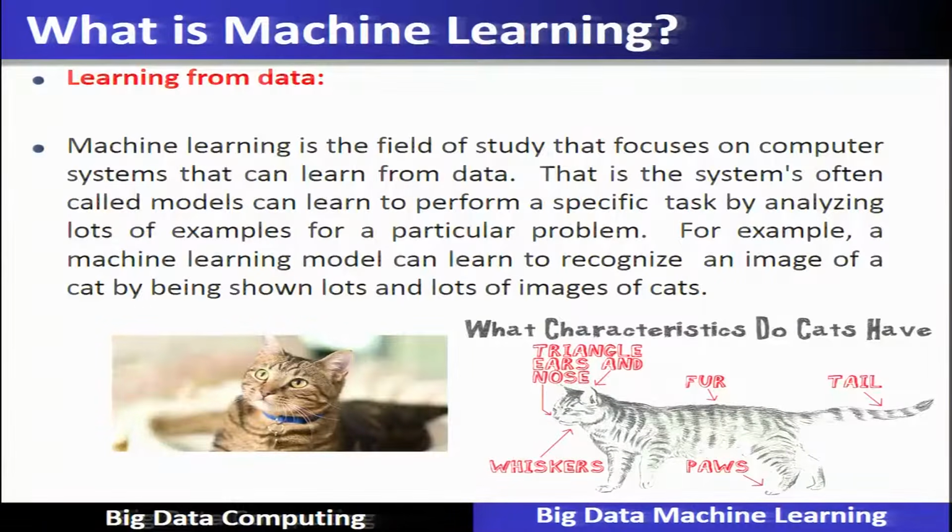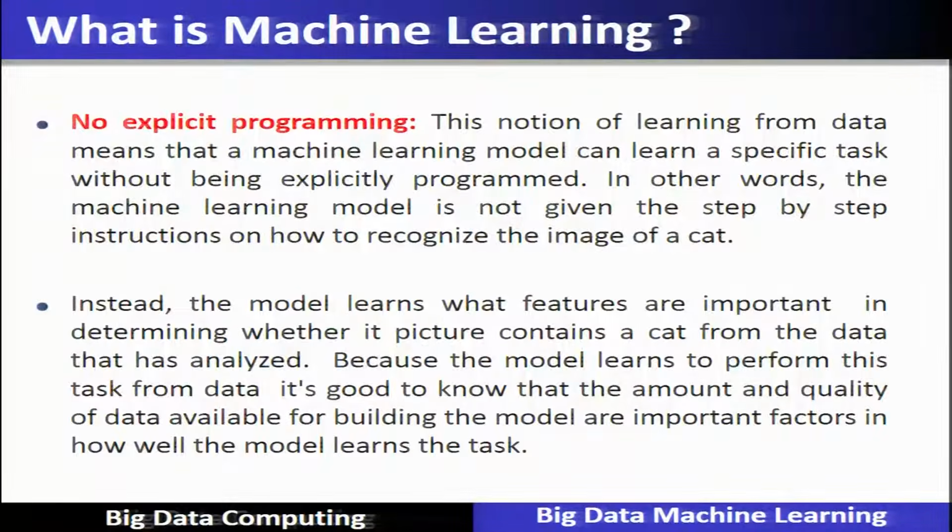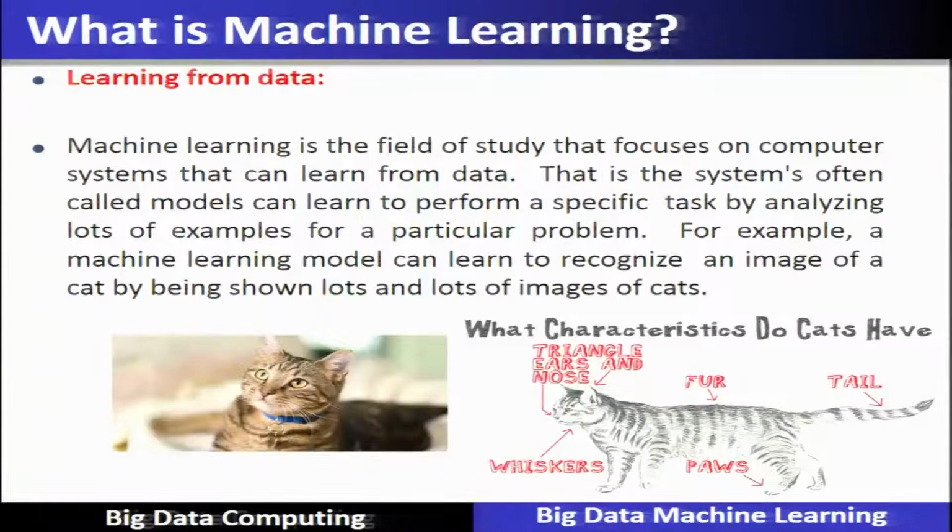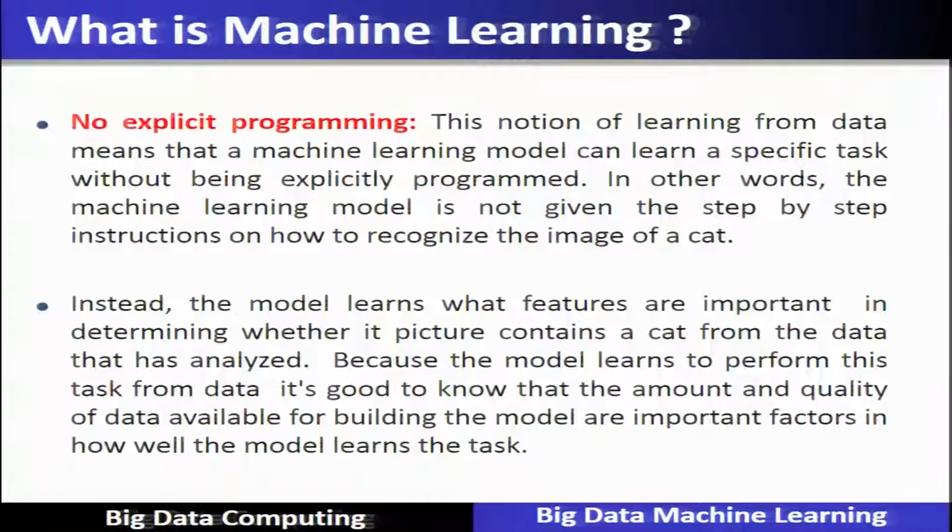For example, a cat can be characterized from the examples as having triangle ears and nose, it has fur, it has a tail, paws and whiskers. So, with these features you can identify and characterize the cat. Another aspect which distinguishes machine learning is that it does not have any explicit programming involved in problem solving.